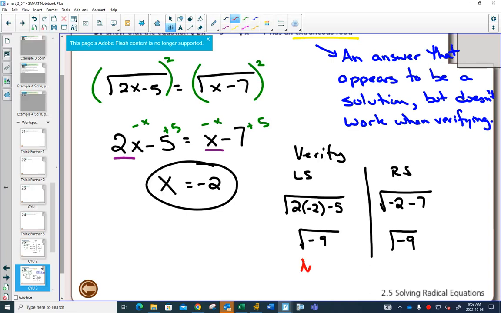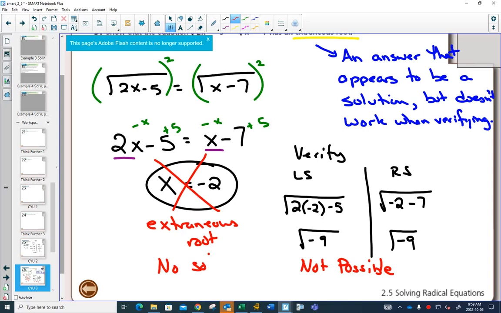Like this is not possible. So when verifying and you find out an answer that is not possible, put an X through your answer. You can label it as an extraneous root, and this question has no solution.